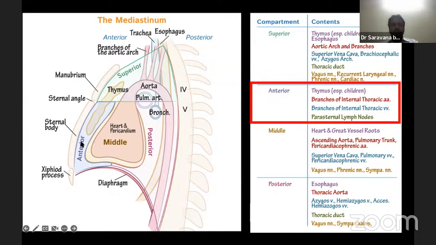So if it goes posteriorly, it may produce mass effects on the heart as well as the cardiac chambers. So the anterior mediastinal mass is the most important. As Dr. Kumar told, it may cause compressive effects on the airway as well as on the hemodynamic structures of the heart and great vessels.